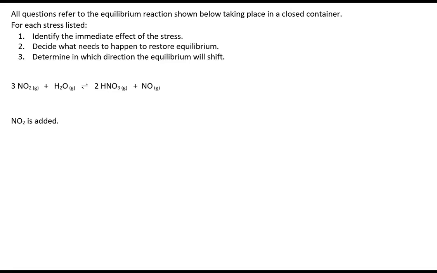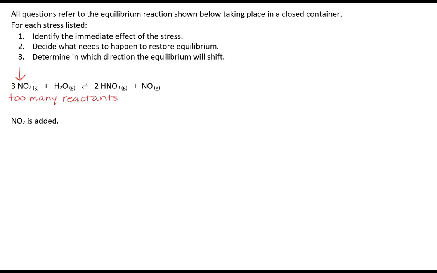So in our first example, NO2 is added. So we take a look at our equilibrium system to see, is NO2 part of that system? And it is. NO2 is a reactant. So we're adding NO2, which is right here. The immediate effect of adding NO2 is we have too much NO2, which means we have too many reactants. That's the immediate effect of this stress.